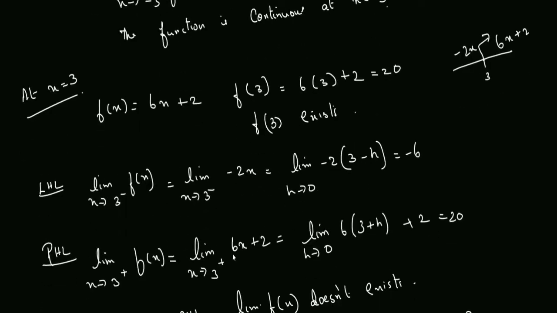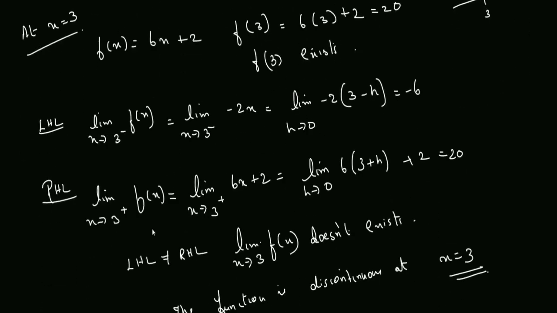Now let us see the right hand limit. The right hand limit is limit x tends to 3 plus f of x. So right hand side, the function is 6x plus 2. Now we have to replace x by 3 plus h. So right side limit you are finding. So 3 plus h, h tends to 0. So it will become 18 plus 2, 20.